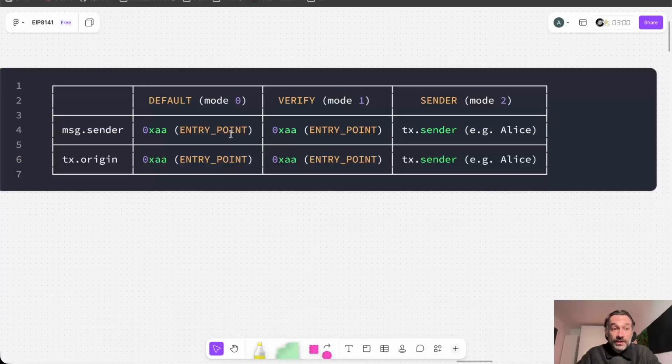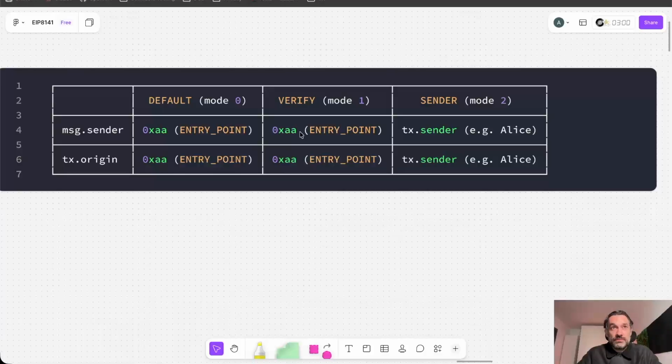Here is a little bit tricky. In the sender mode, both the message sender and the tx.origin are the tx sender, basically the sender inside the transaction. For example, it could be Alice or Bob at the target. If the target calls another contract, the inner contract will see the message sender as the last caller, and the tx.origin will be Alice or Bob, basically the sender field. Same pattern as the legacy transaction, just with Alice being a smart account instead of an EOA.